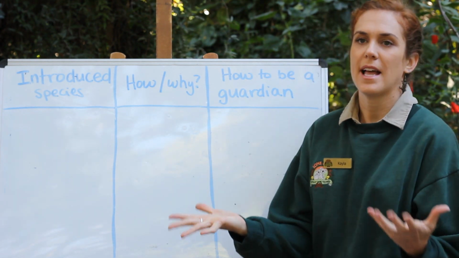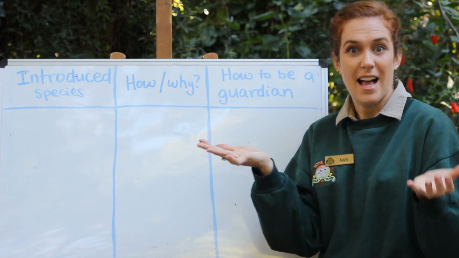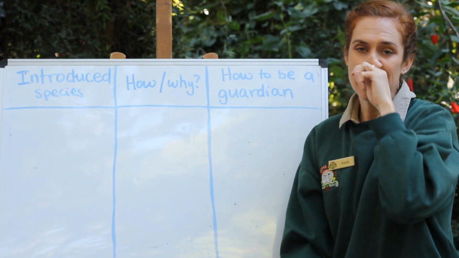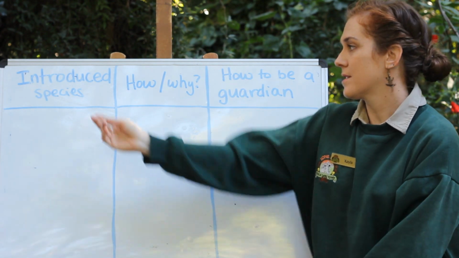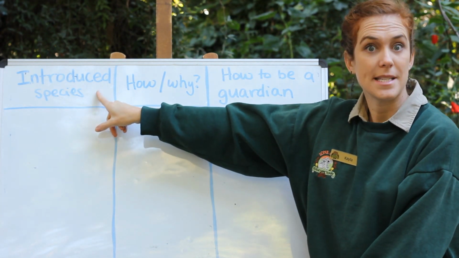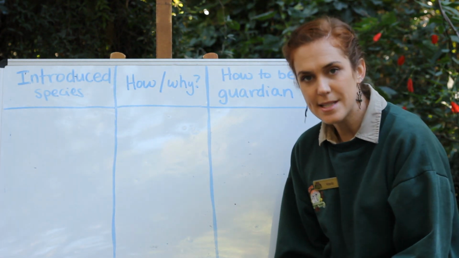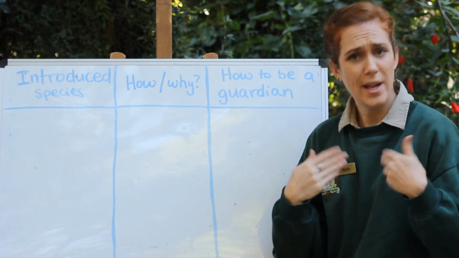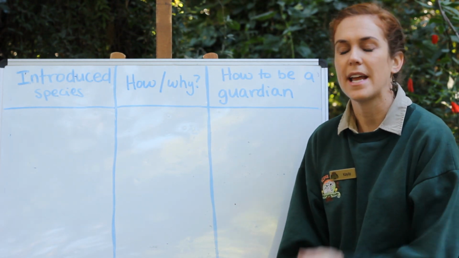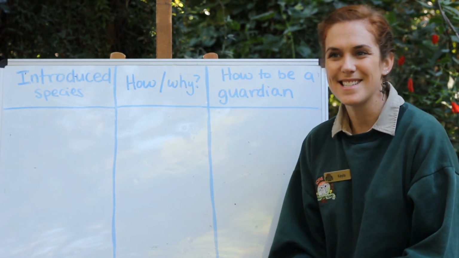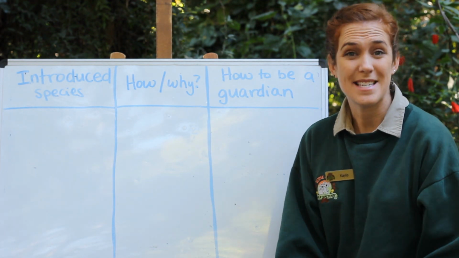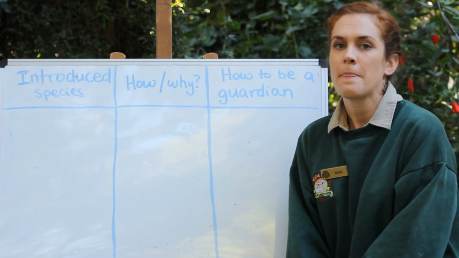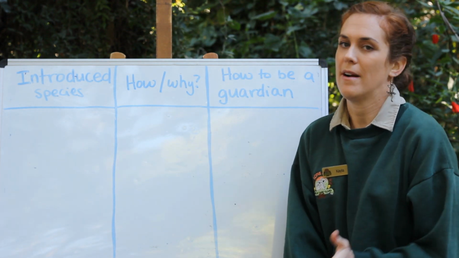Now, because Australia is essentially a giant island, we are a big continent that's surrounded by water, it means that we're very vulnerable to things called introduced species. So an introduced species is an animal that is not native to an area. We have amazing native wildlife like kangaroos, koalas, platypus, Tasmanian devils, but then there are also plants and animals in Australia that are originally from somewhere else.